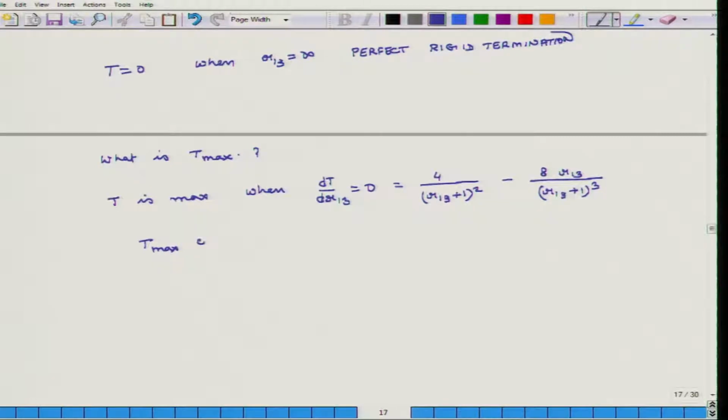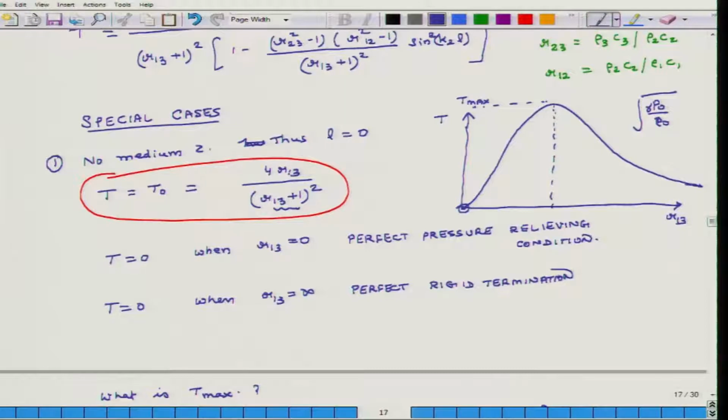T max occurs when R13 equals 1, and at R13 equals 1, T is equal to T max and its value is 1. Its value is 1. Okay. Because of this relation 4 R13, when R13 is 1, the numerator is 4 and the denominator is 4.